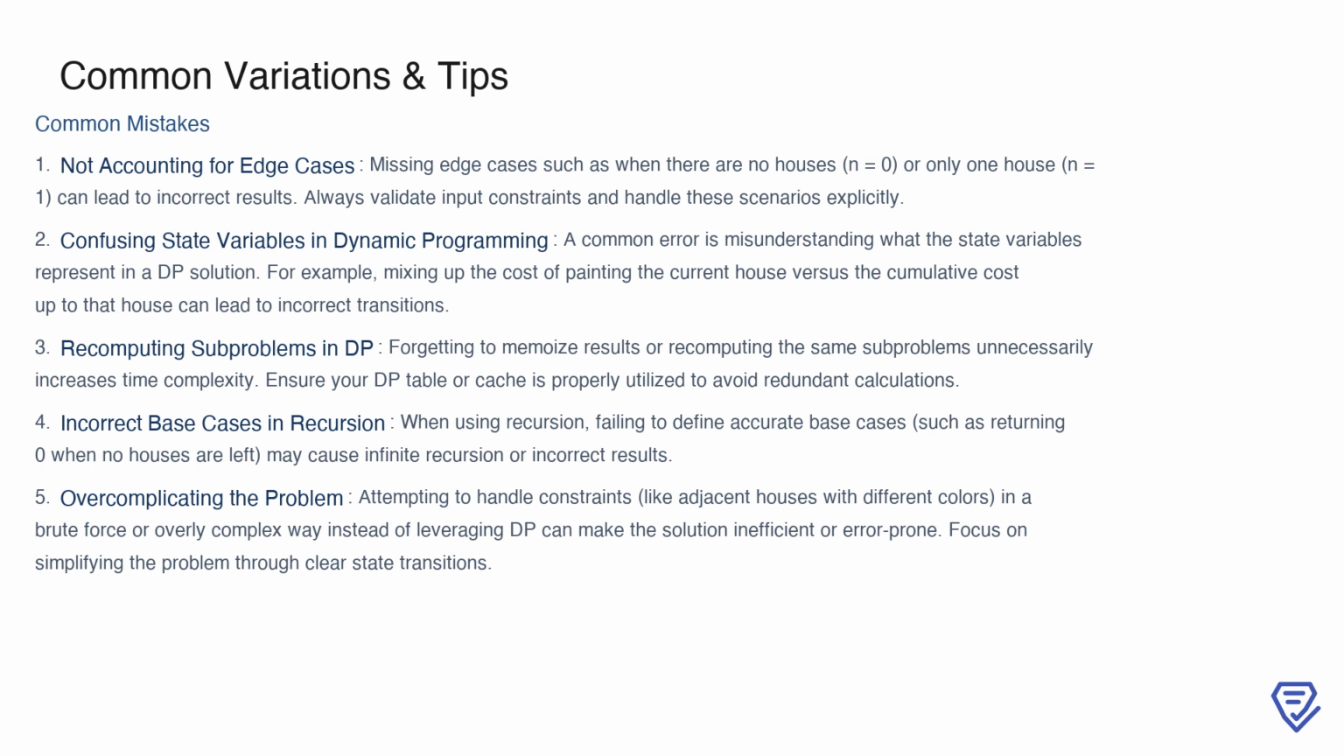Always validate your input constraints to ensure these edge cases are covered. Another frequent issue is confusing the state variables in your dynamic programming solution. It's crucial to distinguish between the cost of painting just the current house and the cumulative cost up to that house. Mixing these up can lead to incorrect state transitions. Additionally, forgetting to memoize results or recomputing the same subproblems can significantly increase the time complexity. Properly utilizing your DP table or cache is essential to avoid unnecessary calculations.